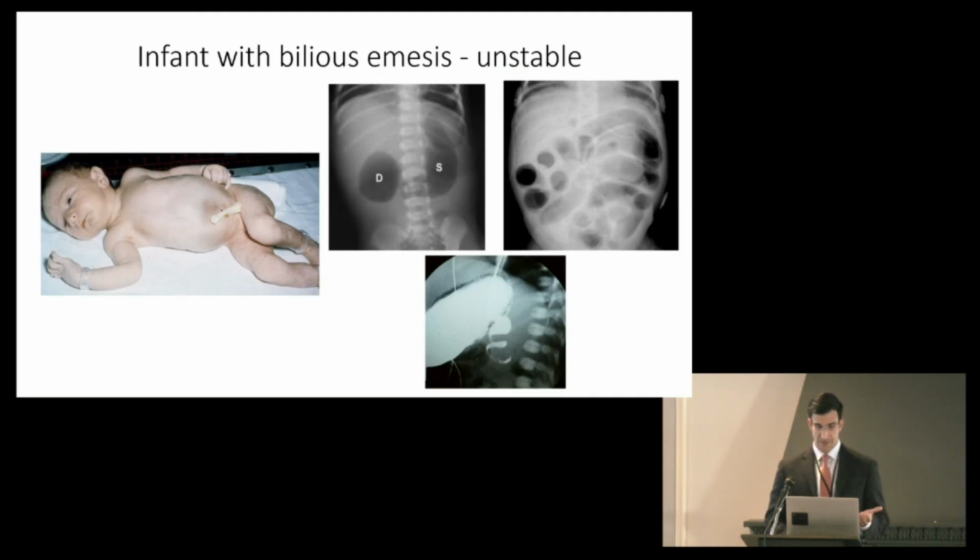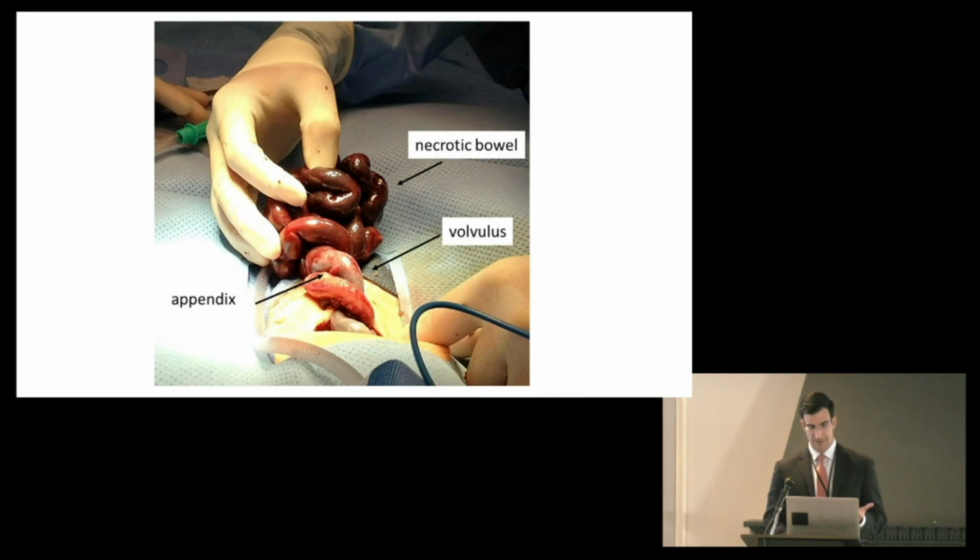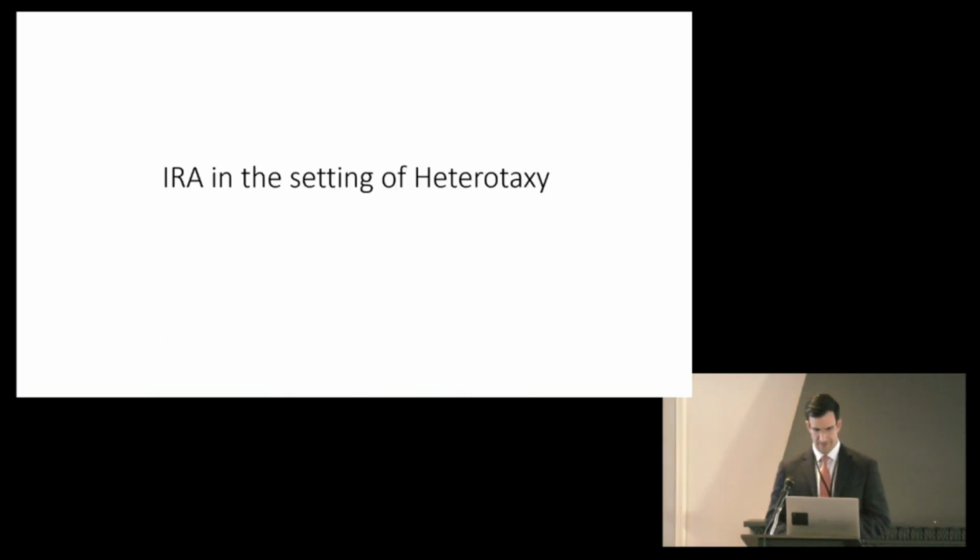So the scary situation that we all try to prevent is this: a child that looks ill, you get an x-ray, it just looks terrible. You go to the OR and it looks totally dead. And so these are kids that really struggle and have high mortality and can have short gut from having to lose a lot of intestine. So really trying to prevent that. So that's like the general elements of intestinal rotation anomalies in the general population.